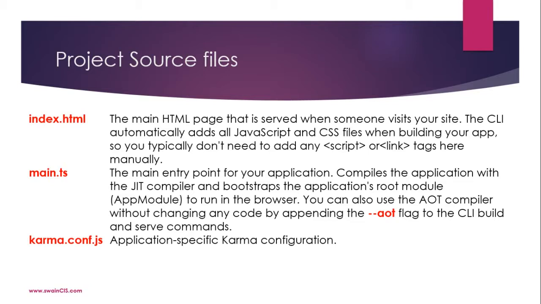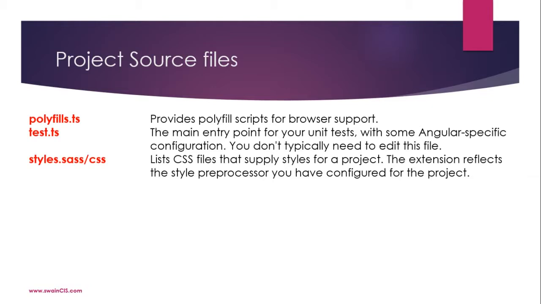Next is the Karma configuration. This is the Karma configuration for testing your application. Then polyfills.ts helps your browser with compatibility for ES5 and ES6. Test.ts is the entry point for your unit testing. When you are doing unit testing with your component spec classes, you have to configure it here in test.ts. Then styles.sass or css. This is the global style file. Any changes in this file will be applied to all the HTML views under the app folder.